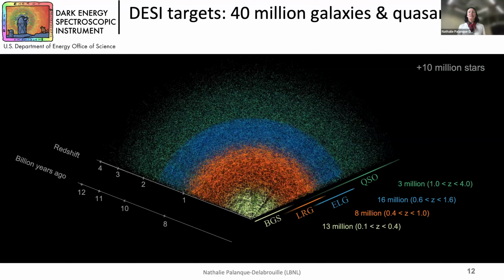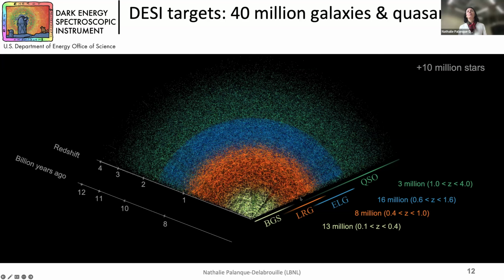The way DESI works is to be aiming at building the largest 3D map of the universe ever achieved, using a sample of about 40 million galaxies and quasars, covering the entire universe from the nearby universe out to about 12 billion years ago. And to do so, it uses a selection of various targets, starting from very bright galaxies in the nearby universe that can even be observed when the moon is up, given how bright they are.